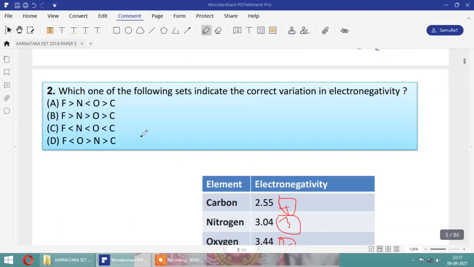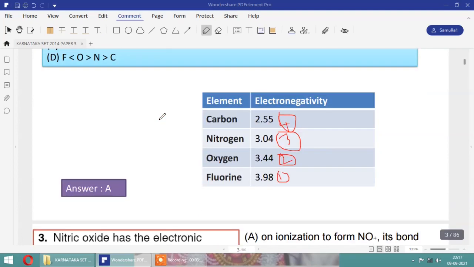Here you see in this option, option A is correct. Fluorine greater than nitrogen, nitrogen less than oxygen, oxygen greater than carbon. Hence option A is correct.